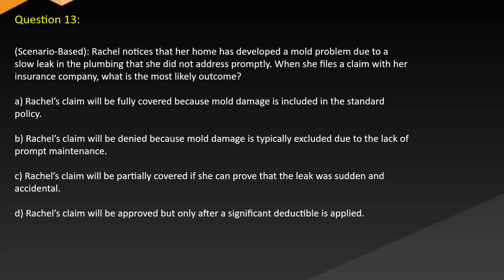Question 13. Scenario-based. Rachel notices that her home has developed a mold problem due to a slow leak in the plumbing that she did not address promptly. When she files a claim with her insurance company, what is the most likely outcome? A. Rachel's claim will be fully covered because mold damage is included in the standard policy. B. Rachel's claim will be denied because mold damage is typically excluded due to the lack of prompt maintenance. C. Rachel's claim will be partially covered if she can prove that the leak was sudden and accidental. D. Rachel's claim will be approved but only after a significant deductible is applied.